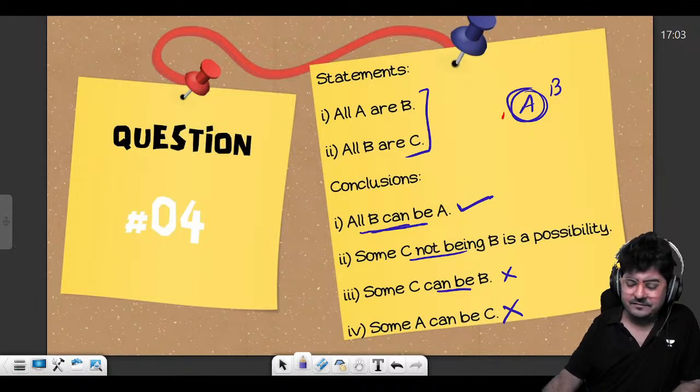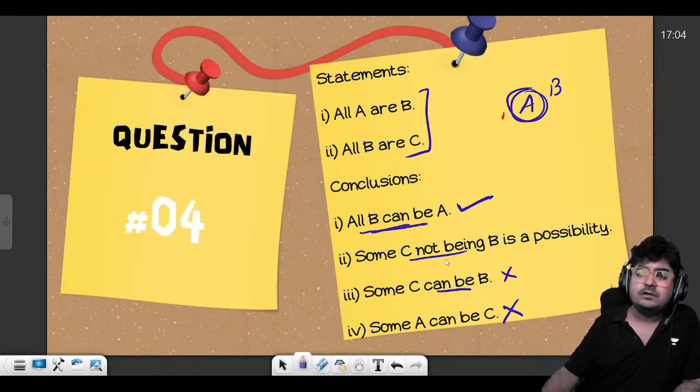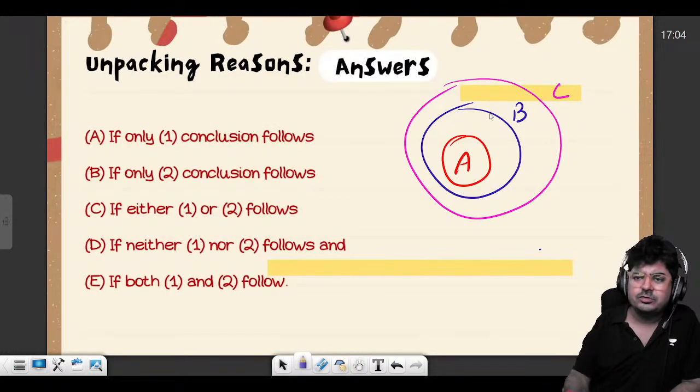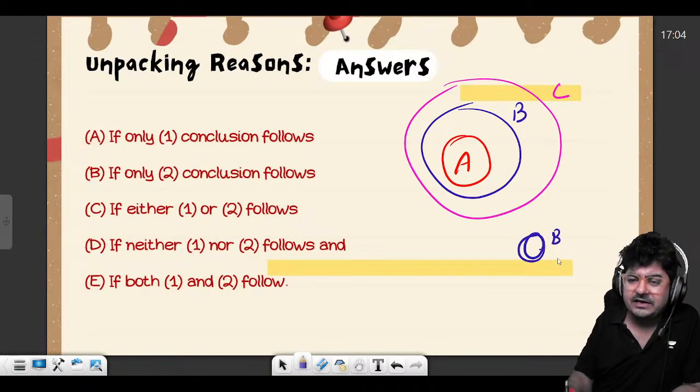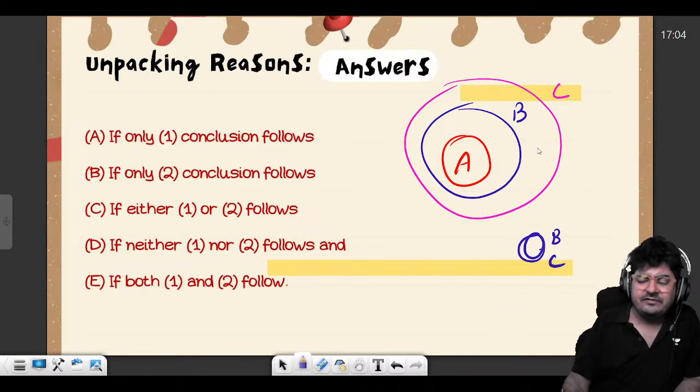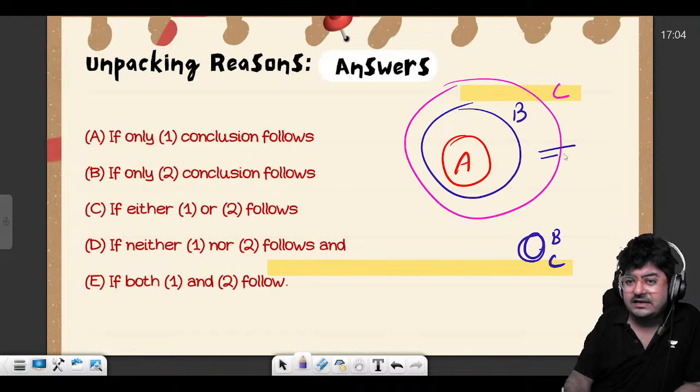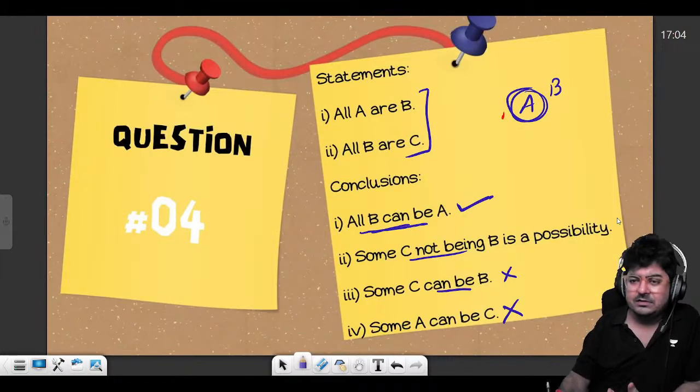First could be right. First is correct. Now second option, some C not being B is a possibility. Correct? That's also true. If C is not coinciding with B, if B and C are coinciding, all C will be B. But here you can see C is not coinciding with B. In this case, some C not B is possible. So this is correct. So 1 and 2 will be the answer.